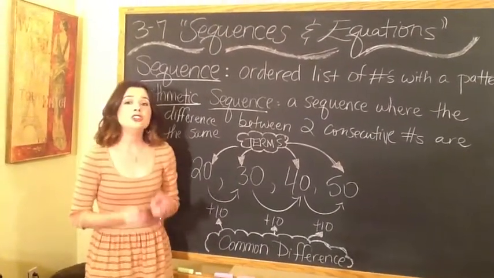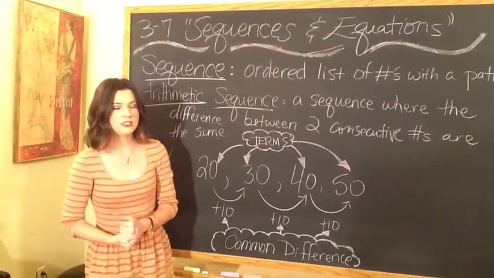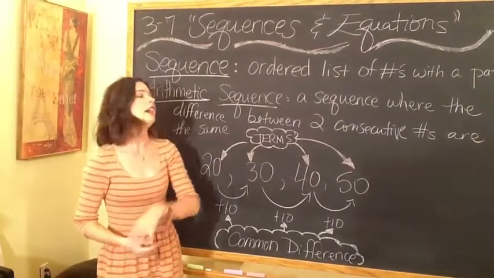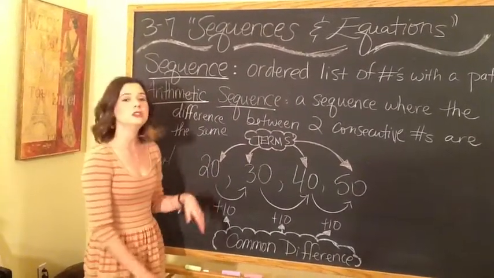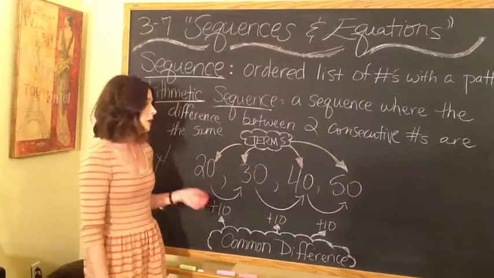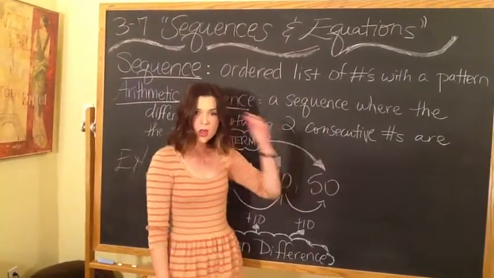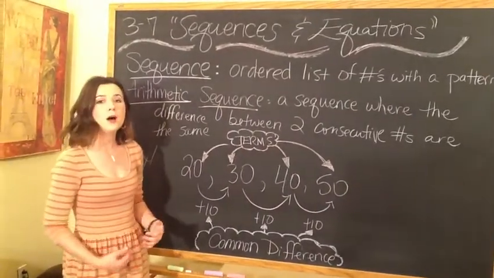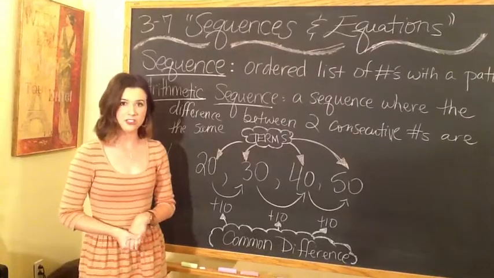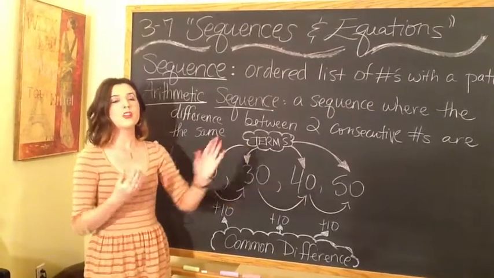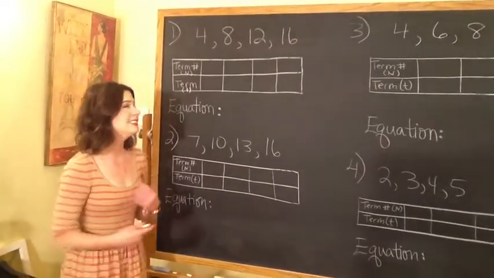Okay, we're going to use our knowledge of sequences to make equations, to figure out terms that are way far down in the list. For example, if I wanted you to find the 50th term, we don't want to sit here and add 10 every single time until we get to the 50th term. We want to be able to use a pattern, come up with an equation so that we could figure out that term way down the line. So let's go ahead and do a few examples of this.